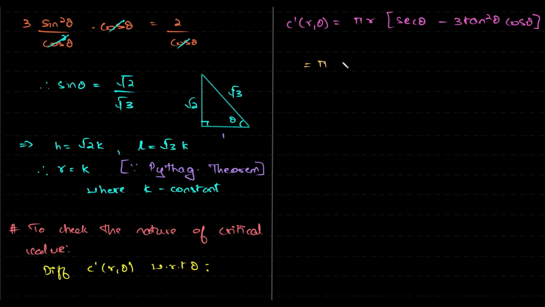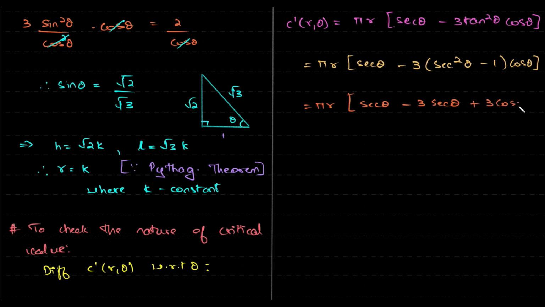Okay, let me just do this off. So we have r secant theta minus 3. I'm going to rewrite this as secant square theta minus 1, cos of theta. Okay, so this is pi r secant theta minus, we need to multiply this. So this would be secant square theta into cos theta is secant theta. Okay, plus 3 cos theta. Agree?